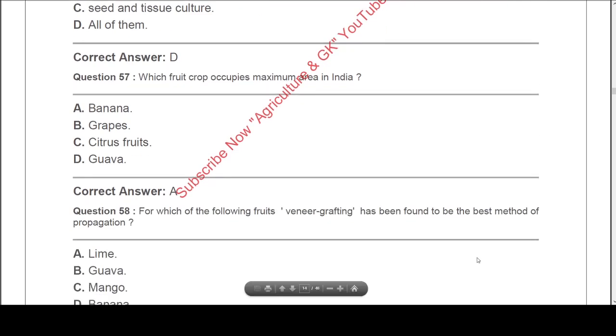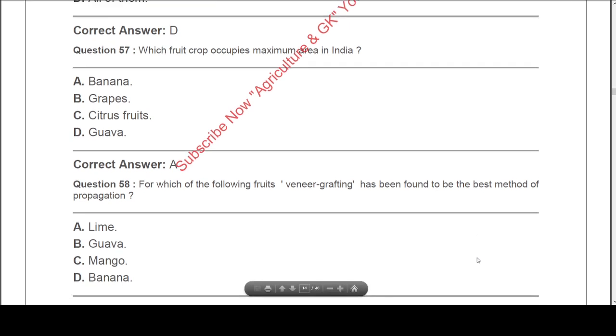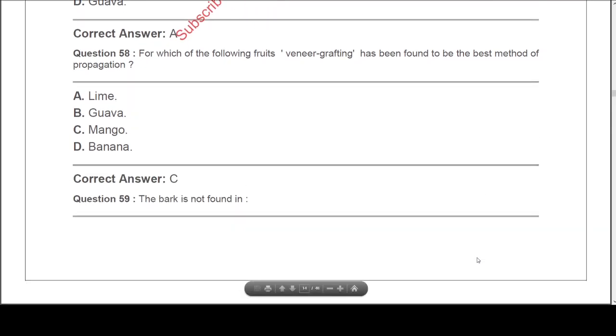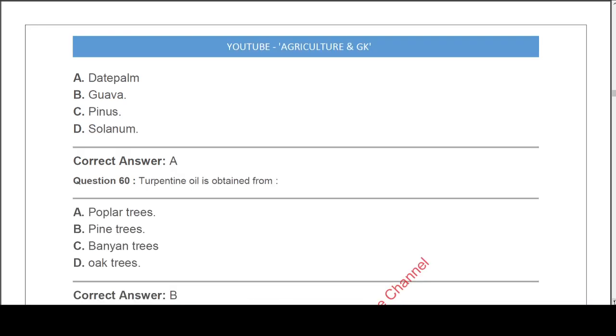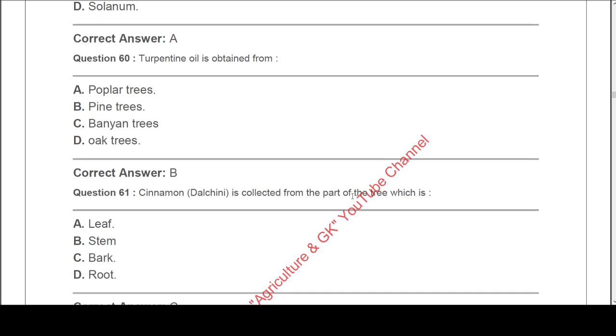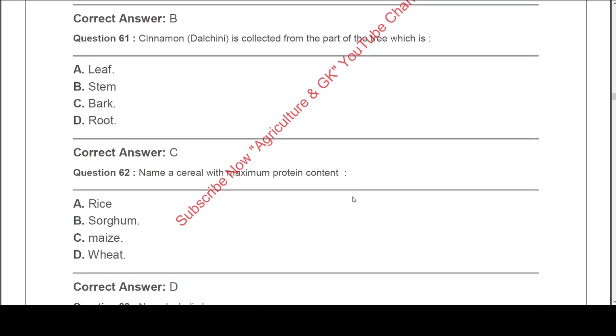Which fruit occupies maximum area in India? It is banana. Area is banana, production mango. For which fruit has veneer grafting been found to be the best method of propagation? It is mango, option C. The bark is not found in option A, date palm. Turpentine oil is obtained from option B, pine trees. Cinnamon is collected from which part of the tree? You may know it is bark, C.